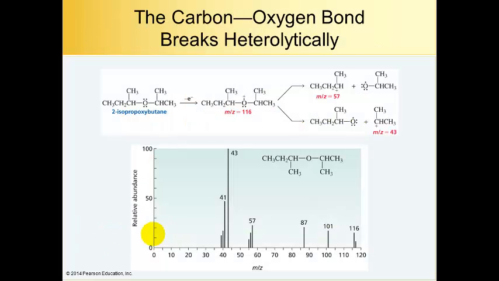mass spec. Carbon-oxygen bond also breaks heterolytically, so that just means that both electrons go in the same direction. And so we see here that we can break the bond here or the bond here. So the molecular ion is here at 116. That's the mass of the whole thing. If we break it here, that gives us these two fragments. We have a mass-to-charge of 57, which is located here. And then the positive charge stayed here. Remember, the electrons went with the oxygen. And if we break it here, then we get this species right here.